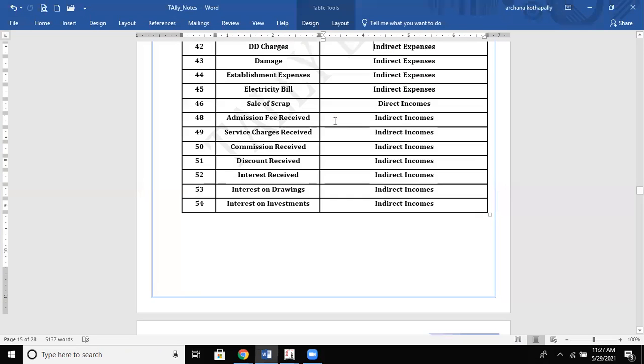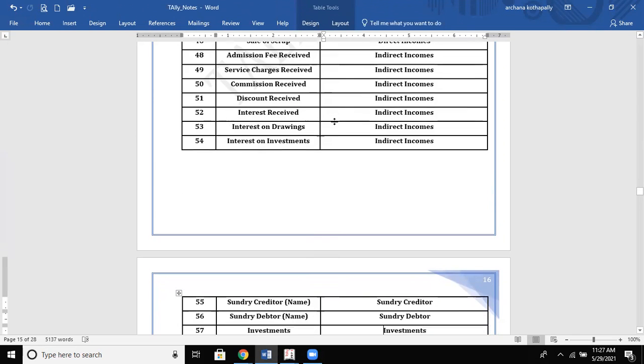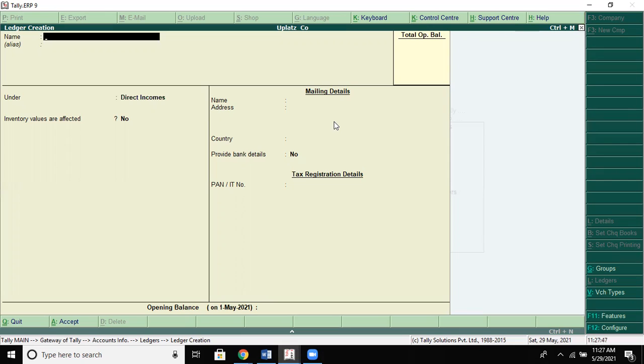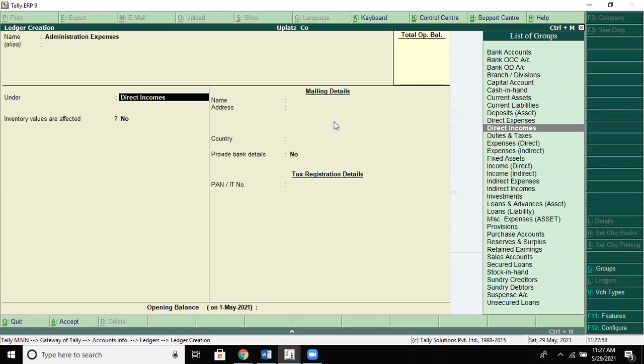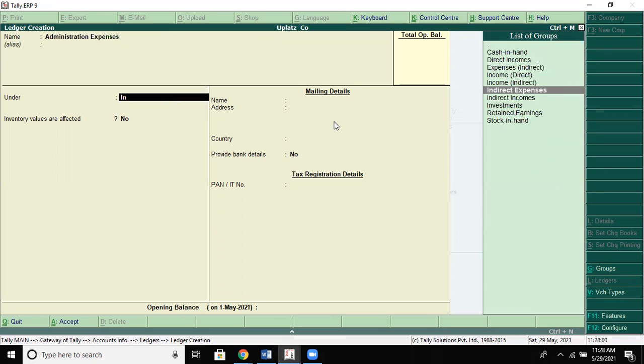Enter. Next. Admission fee received or nothing but administration expenses. You can write administration expenses. So this will come under indirect expenses.